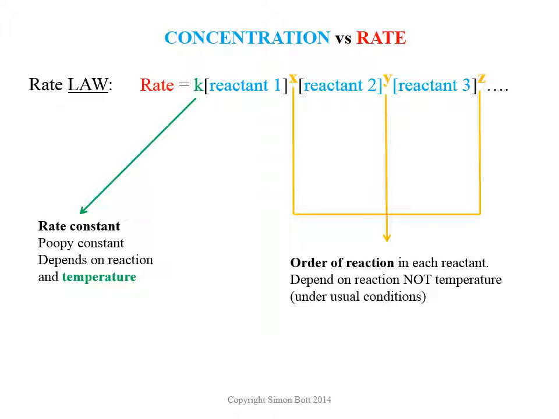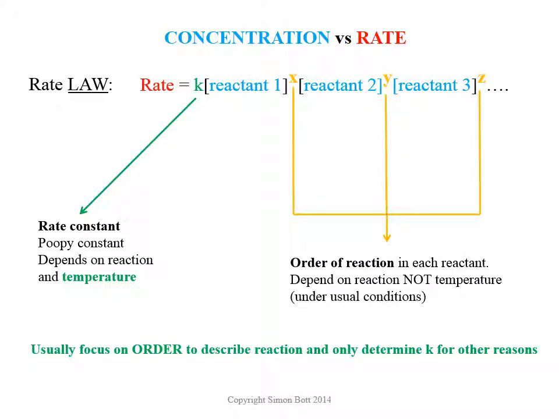Okay. The nice thing about the orders of reaction is they depend on the reaction. They do not depend on the temperature under normal conditions. You've got to do something really weird in order to get the order of a reaction changed. So that means that when we talk about how the concentration affects the rate, we focus on the orders of the reaction to describe the reaction rather than include K. We only include K when we want to get really specific about a specific temperature. Indeed, we only determine K when we've got some weird, nefarious reason for doing so.